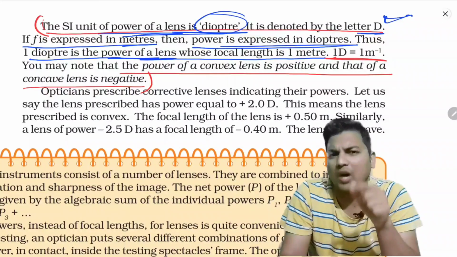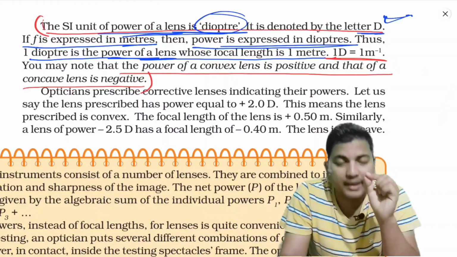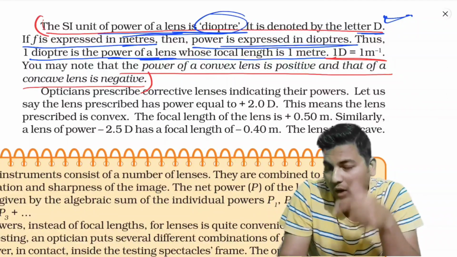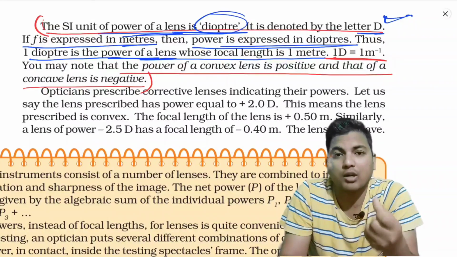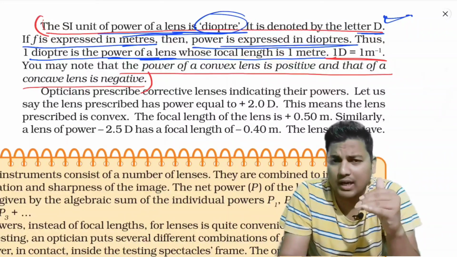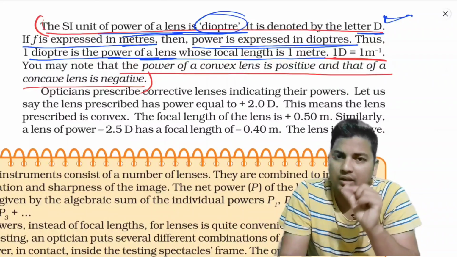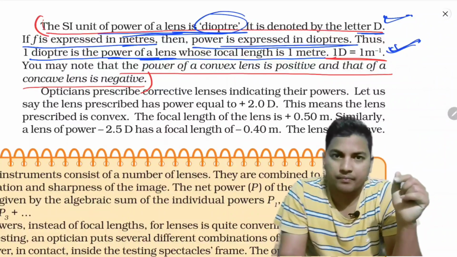So if focal length is 1 meter, we have seen that power is equal to 1 by f. Power is equal to 1 by f. So if focal length is equal to 1 meter, then what will be our power? What will be our one diopter? It will be 1 D. Clear? So it is the reciprocal of focal length, having focal length 1 meter. Clear? So 1 D is equal to 1 meter inverse.